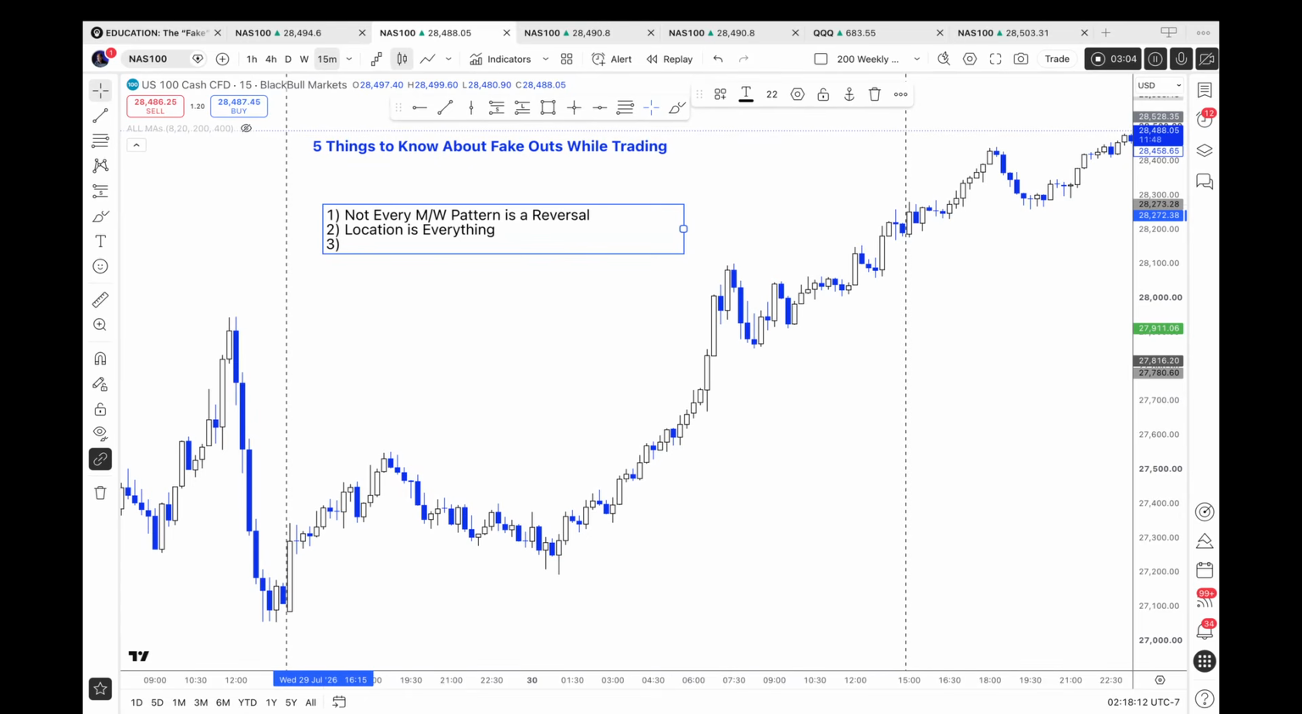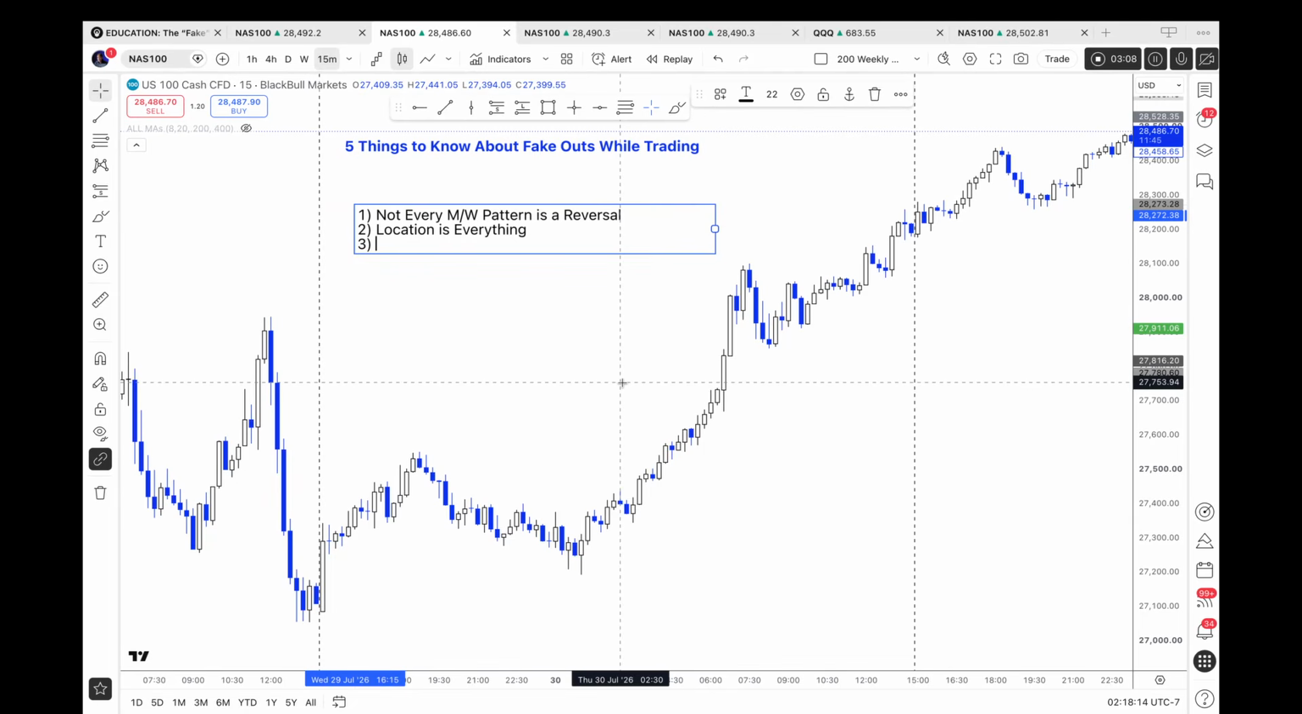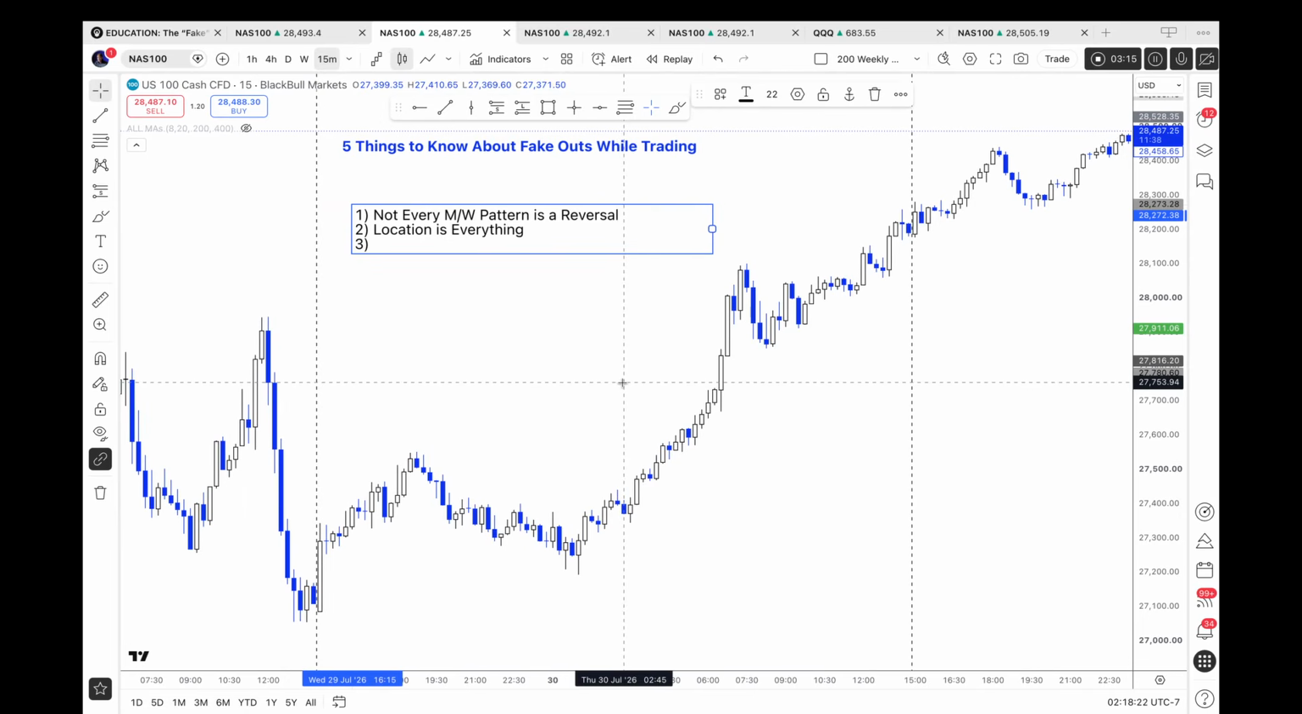So is it at support and resistance? How long has the move been before that pattern appears? Is it at the top or in the middle of a range? These are questions you got to ask because location is everything.